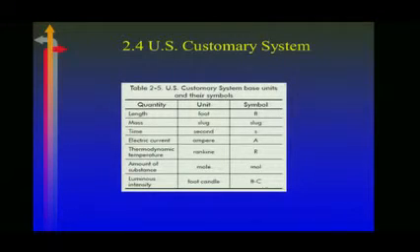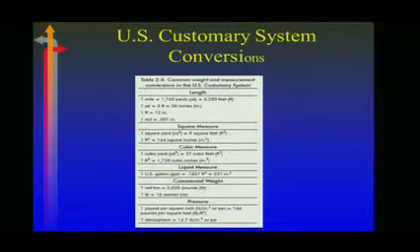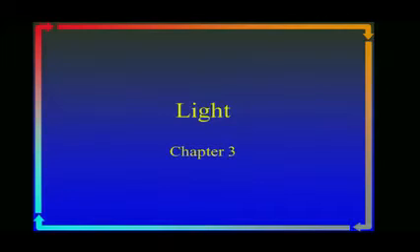US customary systems. We already talked about foot, slug, seconds, ampere, mole, and Rankine. Not Celsius, but we use the common Fahrenheit, and Rankine is used for temperature. All right, customary system conversions and so on, forget it. That's it. I don't want to take you more than that.